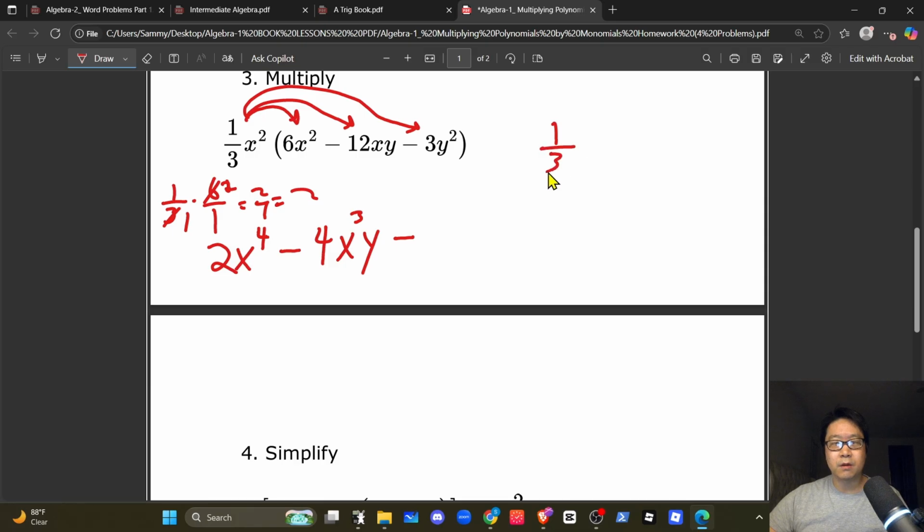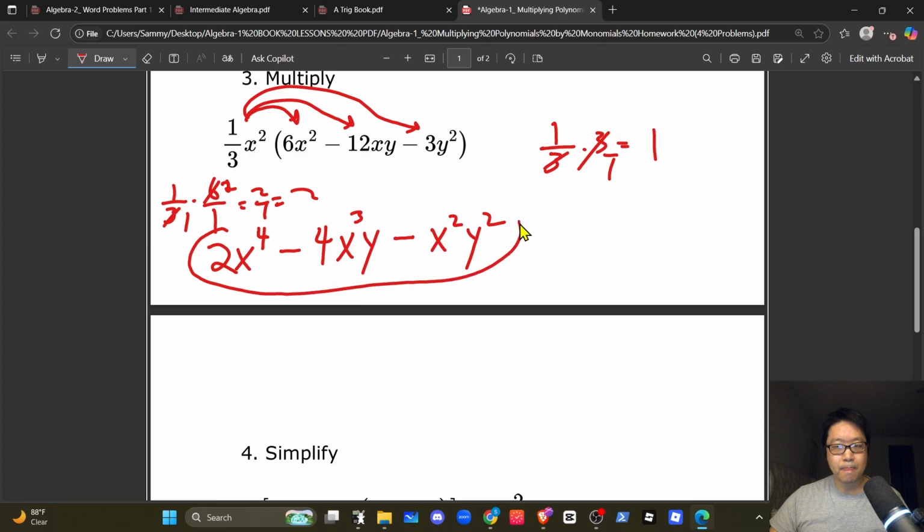And then 1/3 x squared times negative 3y squared is going to give us a negative. So 1/3 times 3 is 1. The 3's cancel out. So we're going to be left with just x squared and then y squared. So our answer is going to be 2x to the 4th minus 4x cubed y minus x squared y squared.